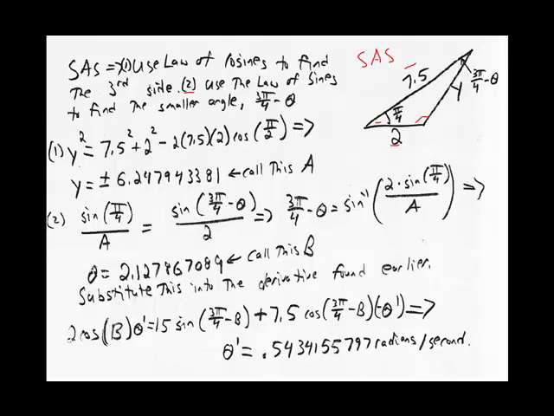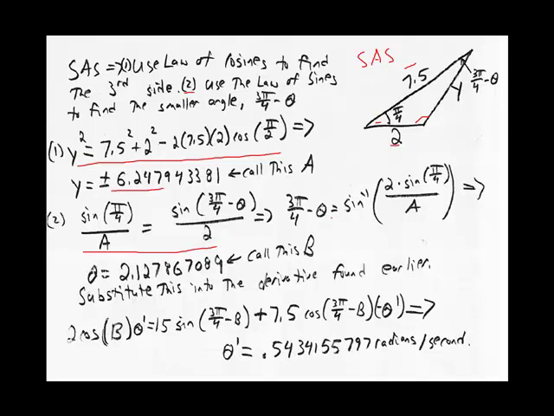So, law of cosines. This is an application of the law of cosines right here. I end up getting y is equal to plus or minus, but I do end up getting the plus value of it because I'm talking about distance. I'm going to call that a in this formula down here. Use the law of sines to find the smaller angle. Here's the application of law of sines right here.